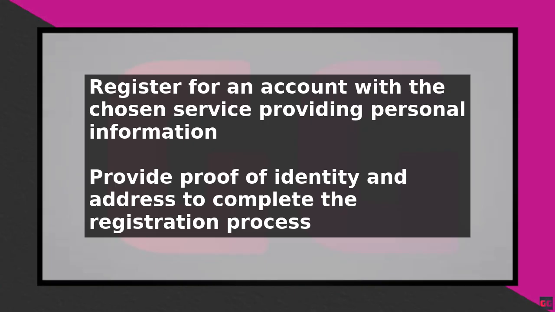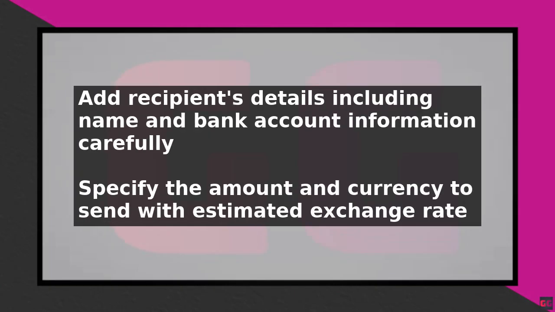After adding the recipient's details, you will need to specify the amount you want to send in the currency you want to send it in. The service will then provide you with an estimate of the exchange rate and the fees associated with the transfer. Once you have confirmed the details, you can proceed to pay for the transfer. This can be done using a variety of payment methods, including cash, credit card, or bank transfer.